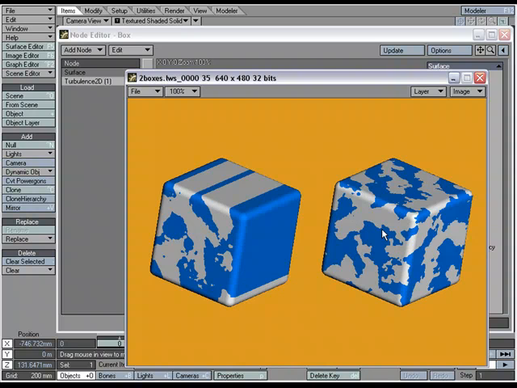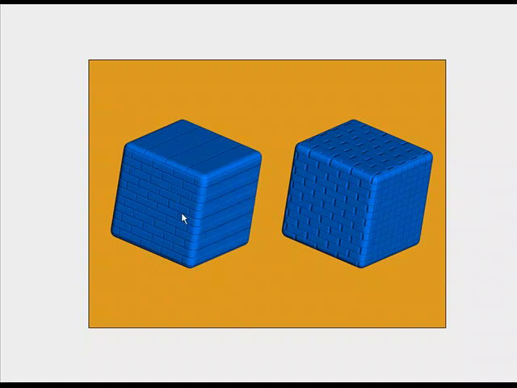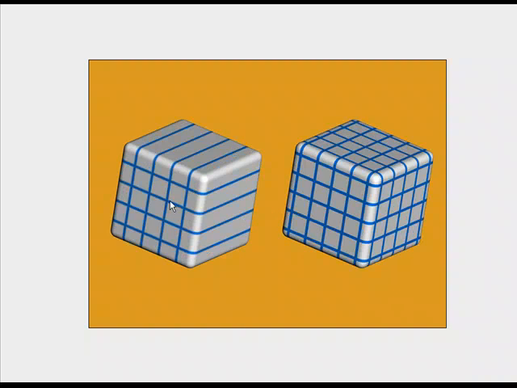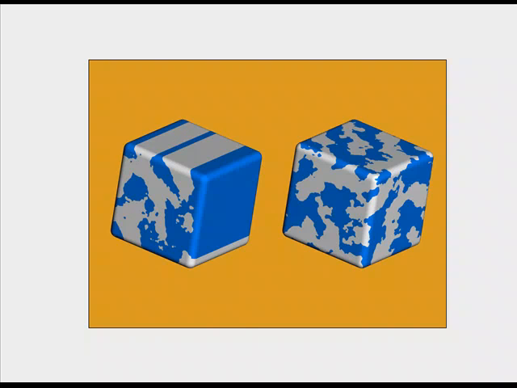Whereas the 3D turbulence seamlessly maps across the entire object. Using any of the 2D textures with planar mapping will give similar results. Here we've got the brick 2D texture and the brick 3D texture, and you can see the difference here. Again, it's mapping it as if it were just an image mapped in one axis. We've got checkerboard 2D and 3D, grid 2D and 3D, and turbulence 2D and 3D.